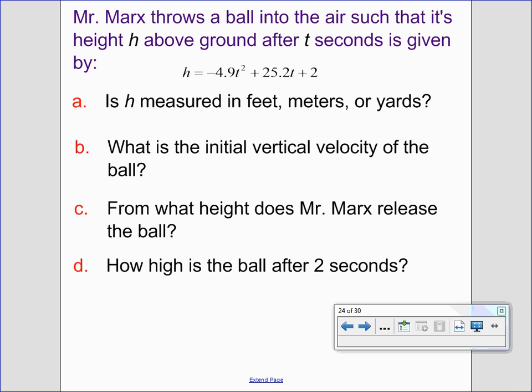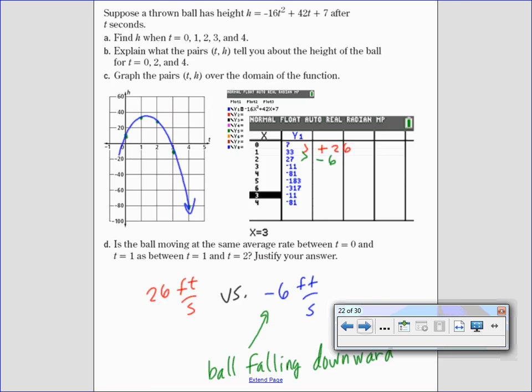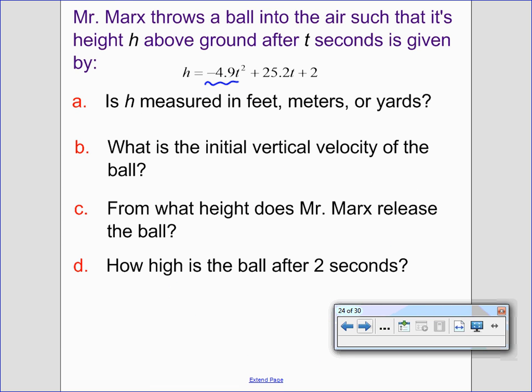Well, to determine that, all you need to do is look at my coefficient on the squaring term, my t squared term. Everybody find it. Since my coefficient on the squaring term is -4.9, I know that I'm working with which measurement system? I must be in meters. And so we get that information for free just by looking at my equation. We must be working in meters because of the -4.9 t squared term.